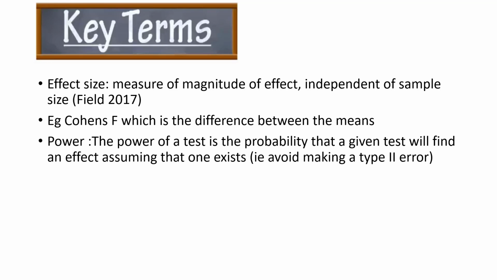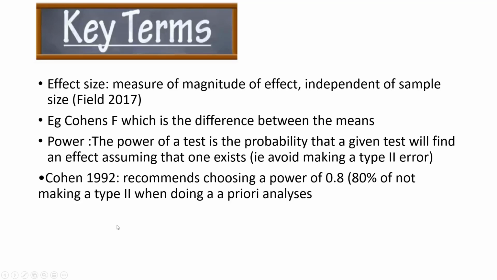You've also got power. Now power is the probability that the test you're doing will find an effect, assuming that one exists. So this is what's known as avoiding making a type 2 error. So in other words, you don't wrongly accept the null hypothesis. So the more powerful the test, the more capable it is of finding a difference if there is one there. And then finally, Cohen in 1992 recommends that you choose a power of 0.8 when conducting a priori sample size calculations. So when you're looking at how many participants you need, use a power of 0.8, and that means you've got an 80% chance of finding an effect if one exists.